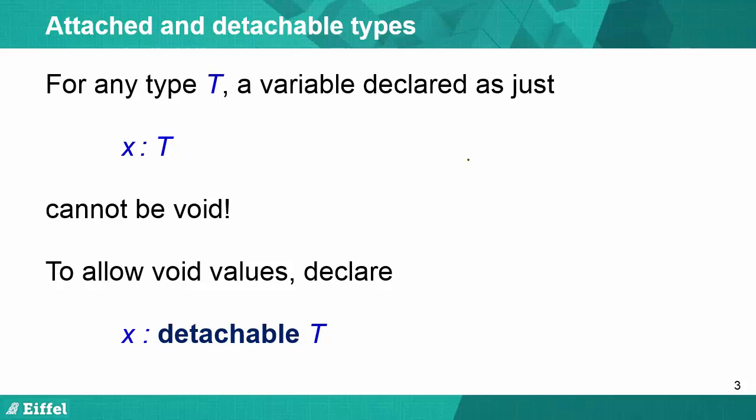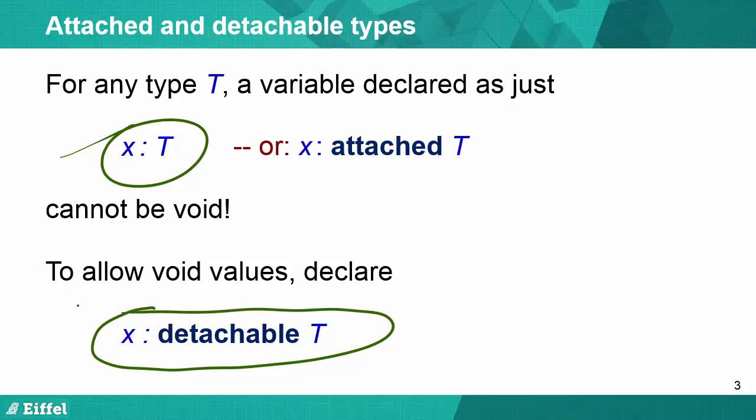We know already that for any type T, there are two variants. There is attached T and detachable T. So for any variable, you can declare it as just being of type T, as for X here, or you can declare it as being of type detachable T. In fact, in the first case, you can write attached T, but you don't have to use the keyword attached here. This is the default. What is important semantically is that as soon as you declare X as being of type attached T, implicitly or explicitly, then there's a guarantee that it will never be void. So you don't have the problem of null pointer dereferencing anymore.